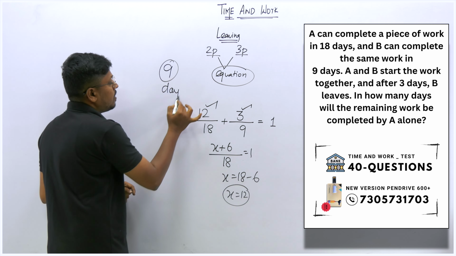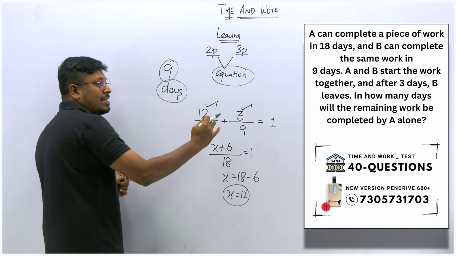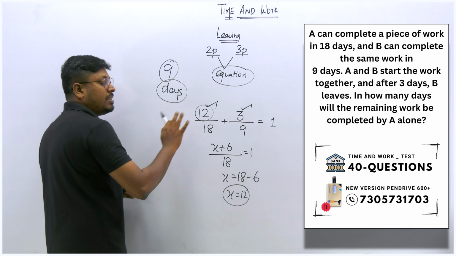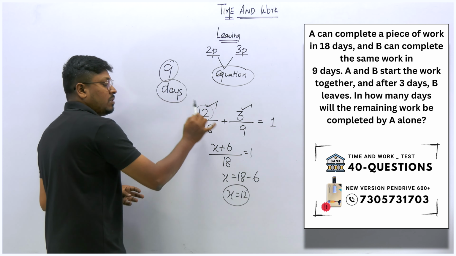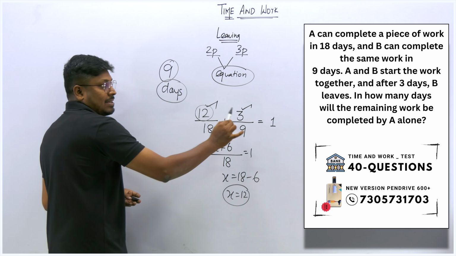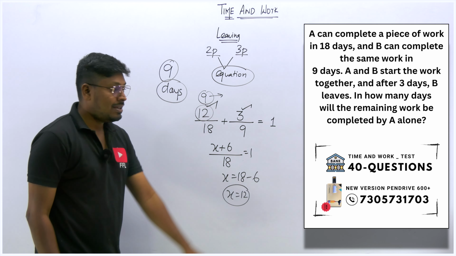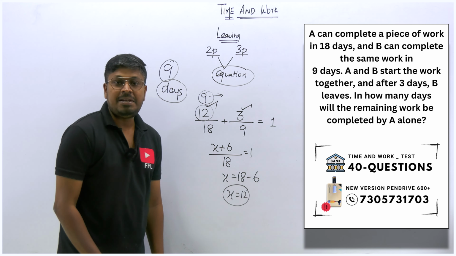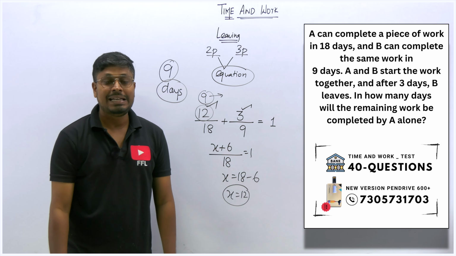So friends, understood or not? Both persons initially started, and after 3 days the person B left. So A alone takes 12 days to complete the total work from the starting. B was also there in these 12 days, so we subtracted the 3 days. So now after B left, A worked for 9 days. So according to the question, in how many days will the remaining work be completed by A alone? A alone can complete the remaining work in 9 days.